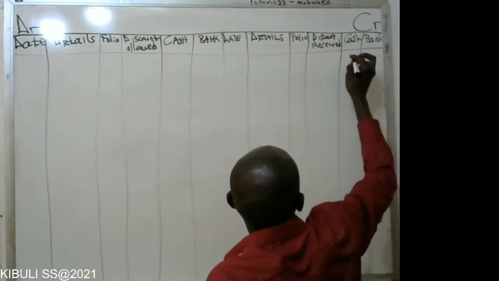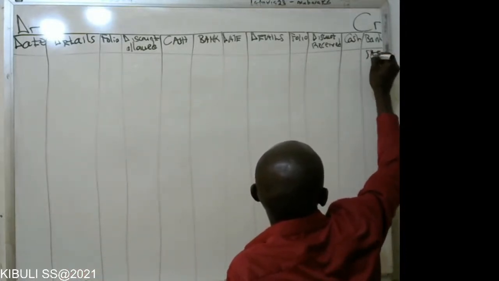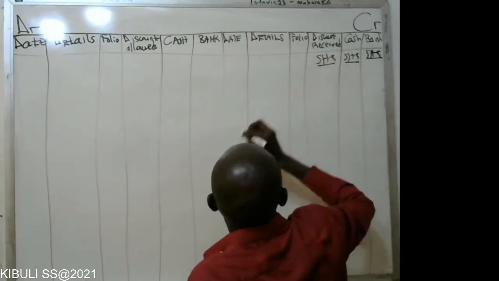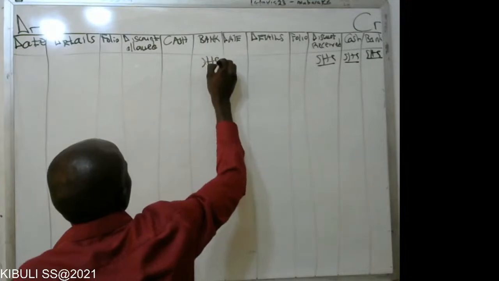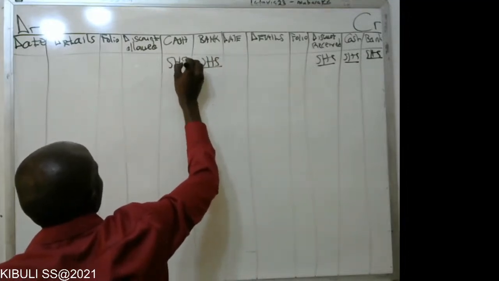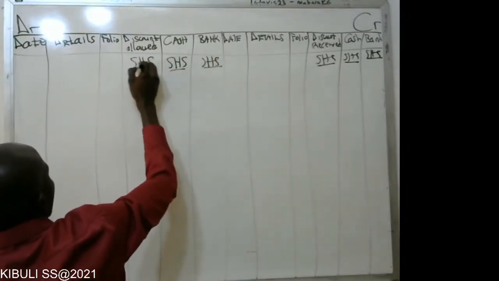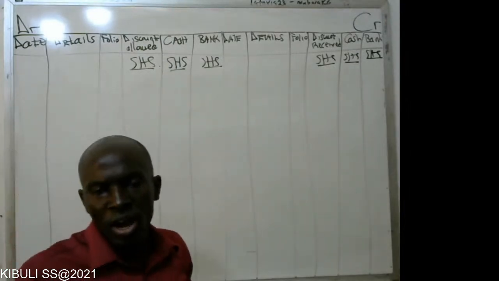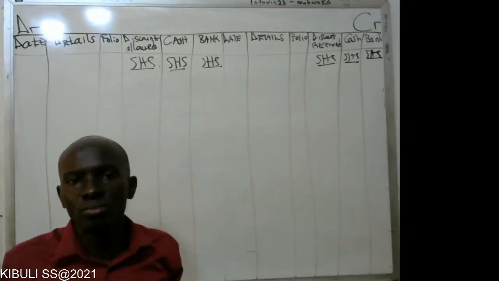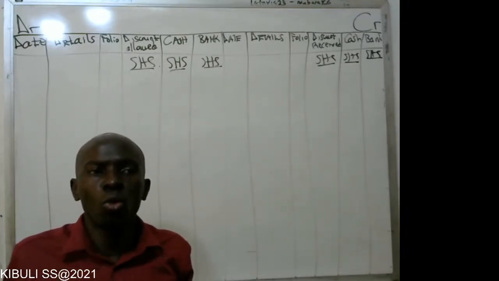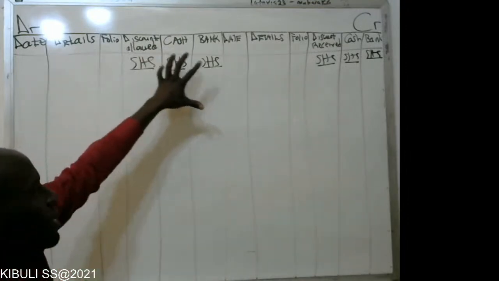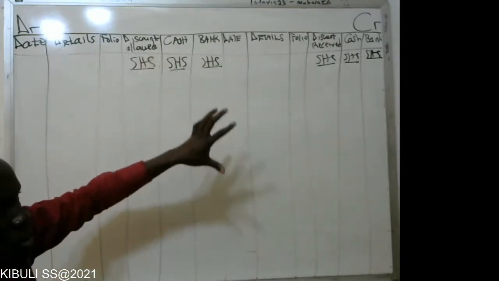Remember, for every amount column, you put the units there. Shillings, both sides. So, in case you are given a question to prepare a 3-column cash book, that's how it should look.